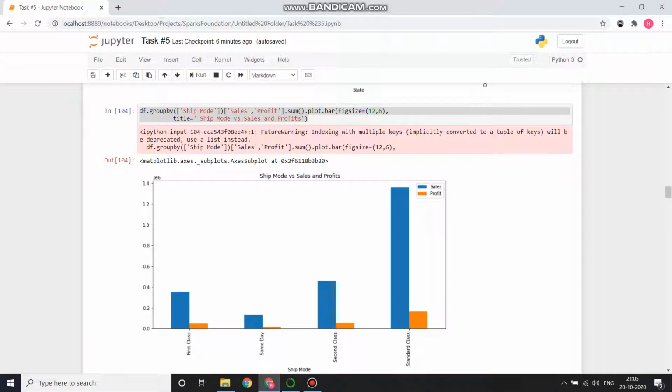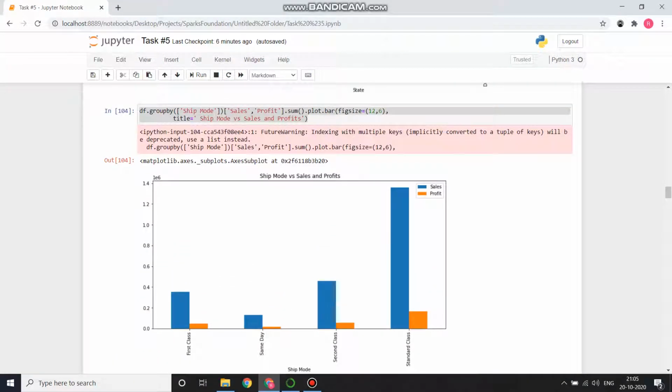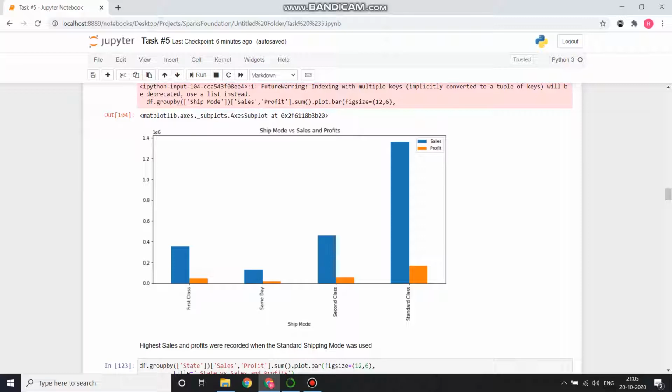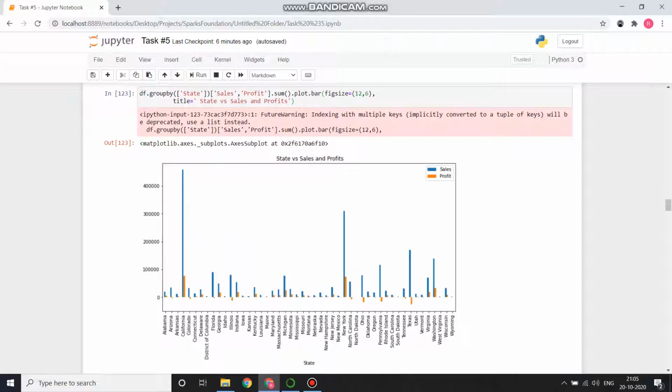Here's an analysis based on shipping mode versus sales and profits. The greatest sales were recorded by the standard class, while the least were recorded by the same day shipping mode. California recorded the highest number of sales, while Texas and Colorado, as well as Illinois, suffered losses.